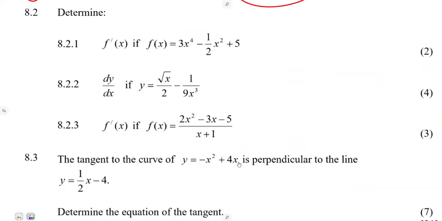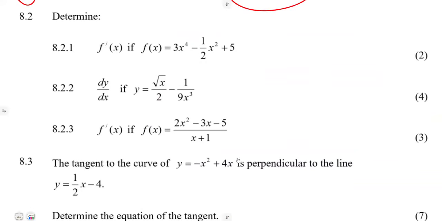Let us consider 8.2.1, where we are given to determine the first derivative with respect to x, if f of x is this. So this was just straightforward. We just need to drop the power, subtract 1. So 4 times 3, that's 12, x to the exponent of 3, since 4 minus 1 is 3.